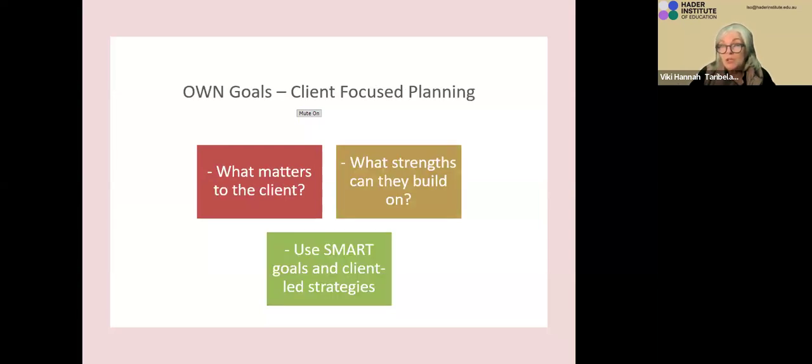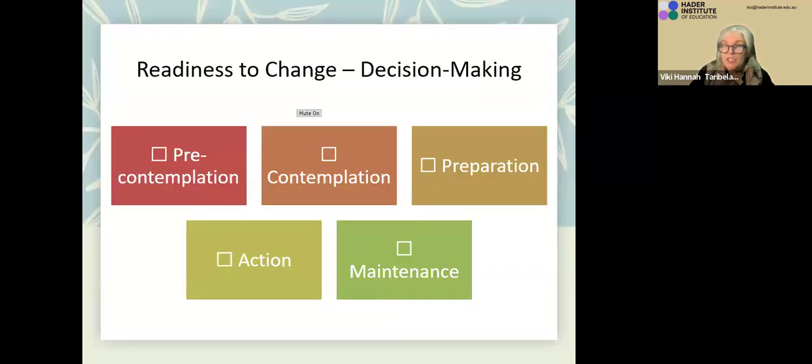Own goals for the client. So that's your focus planning around there. What matters to the client, what strengths can they build on, and use SMART goals so that they're specific and measurable, and you take those appropriate actions, and that they're realistic, and you've got a timeline on it. So goals and client-led strategies.